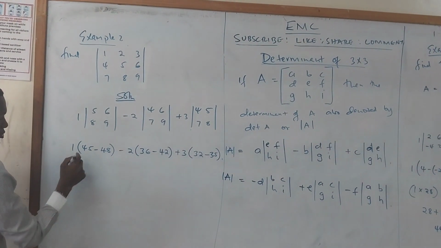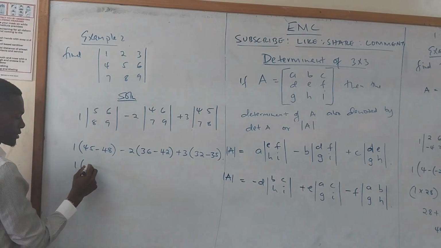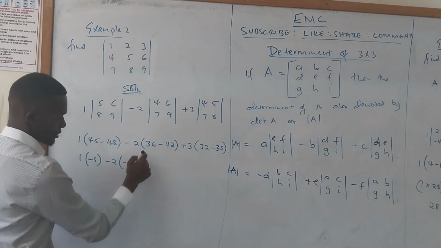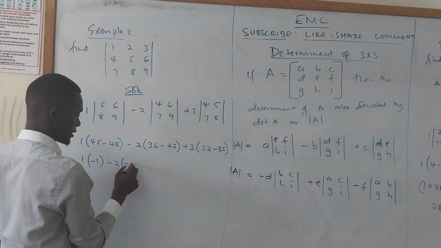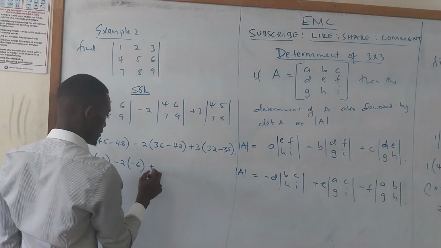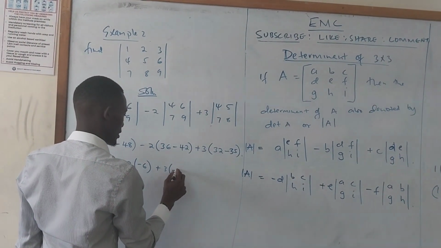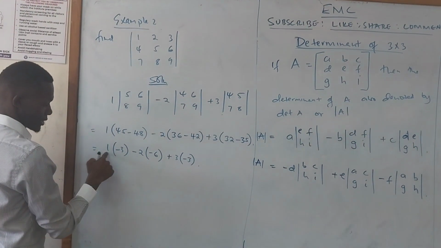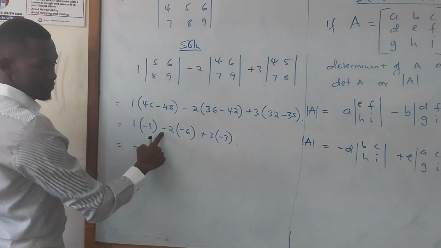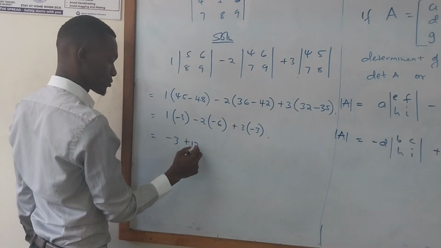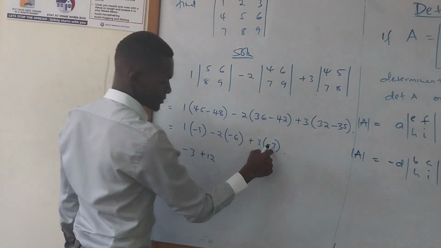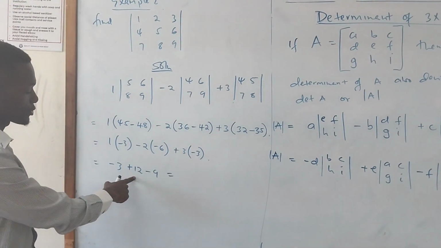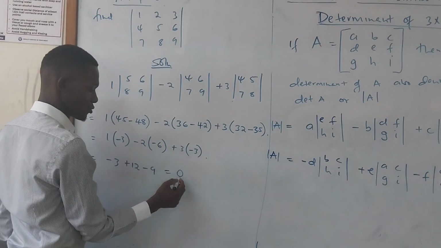Then evaluate. So we have 1, this and this, minus 3, minus 2, this and this, which is again minus 6, then plus 3, this is a minus again of 3. So you have 1 times negative 3 is negative 3. Negative 2 times negative 6 gives you plus 12. Then plus 3 times negative 3 is minus 9. And when you add negative 3 plus 12 gives you positive 9. 9 minus 9 gives you 0.